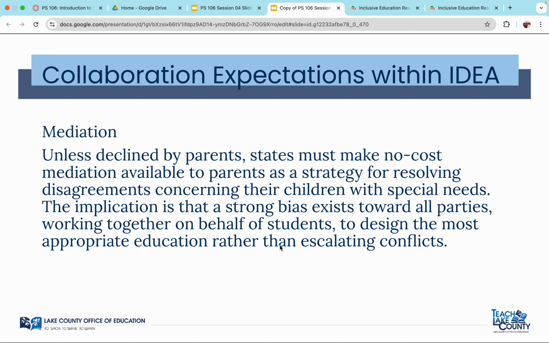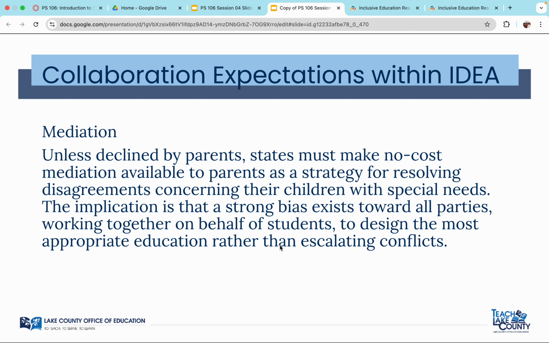Mediation. Unless declined by parents, states must make no-cost mediation available to parents as a strategy for resolving disagreements concerning their children with special needs. The implication is that a strong bias exists towards all parties working together on behalf of students to design the most appropriate education rather than escalating conflicts. So this is kind of touching base on testy IEPs, if you will.